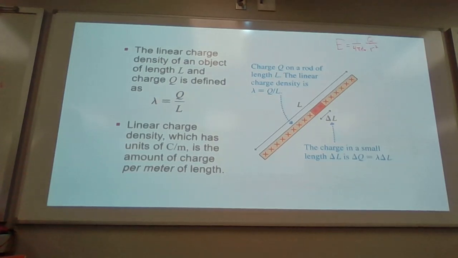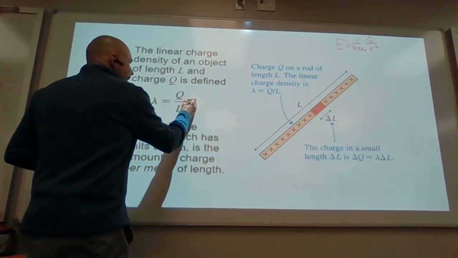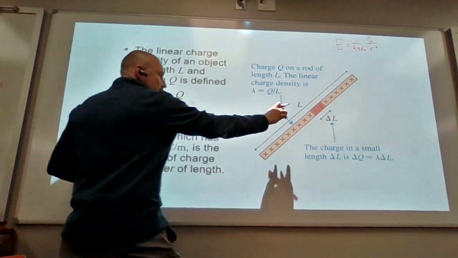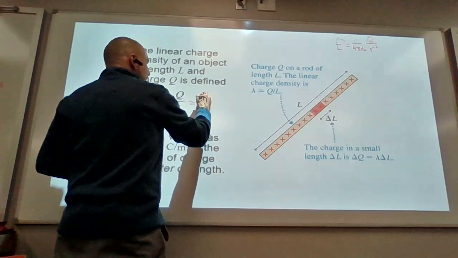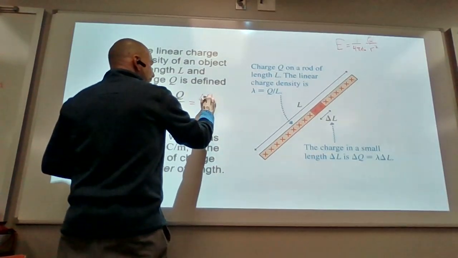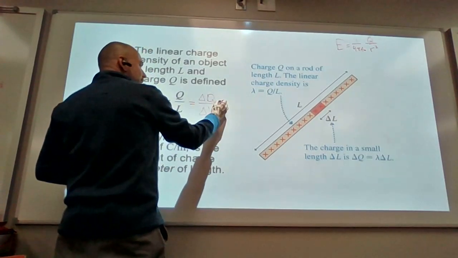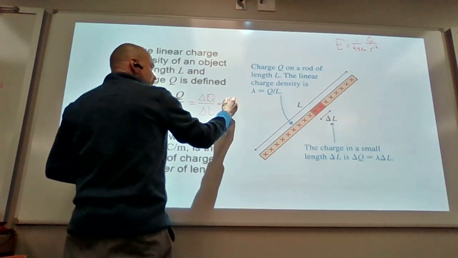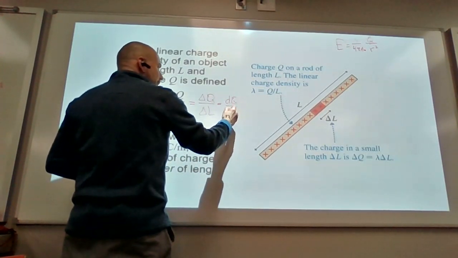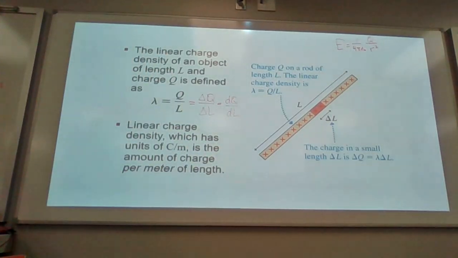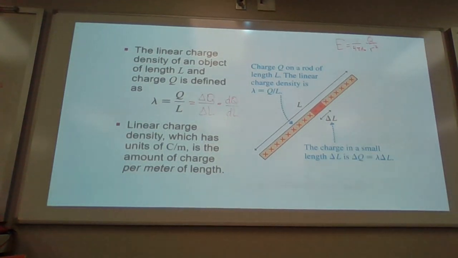Okay, so this is true if it's uniformly dense, then a small chunk of this has the same linear charge density. And if we make that really small, you can do this. A little differential.